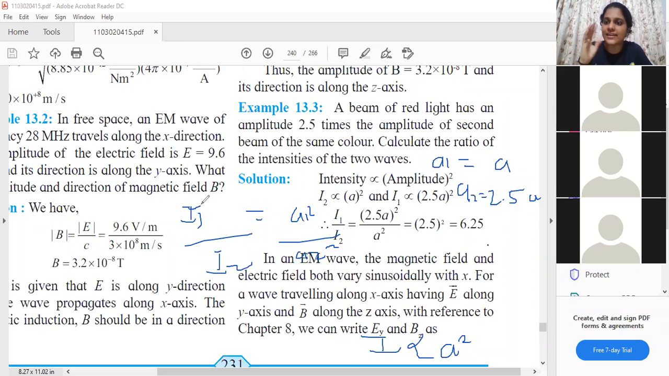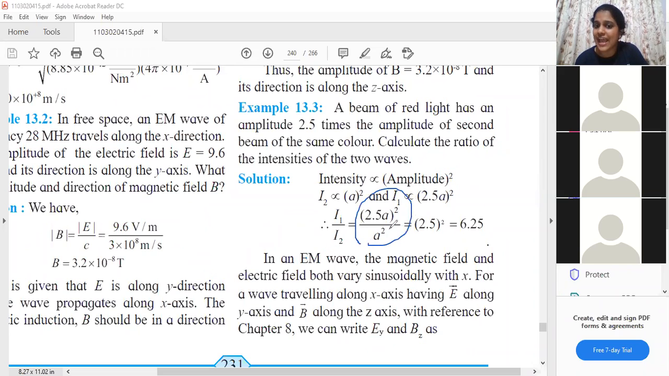That is how you get this final equation. So your I is directly proportional to A square. What is the ratio equation that I'll get? I1 upon I2 is equal to A1 square upon A2 square. What is A1 in this scenario? It is A. And what is A2? It is 2.5A. So I'll substitute the values. Obviously, A square will get cancelled, and I'll get this final answer.